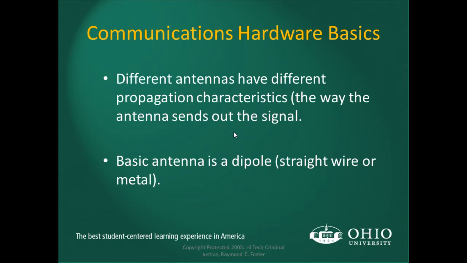Different antennas have different propagation characteristics. That's why you see different antennas on cars and radio towers, depending on whether you want omnidirectional or unidirectional. There are different types of antennas. The basic antenna, the straight wire like the ones you see on your radio and on your car, is a dipole antenna.